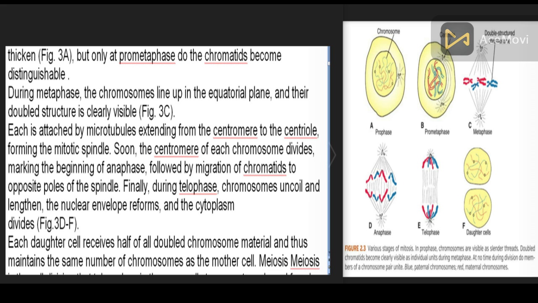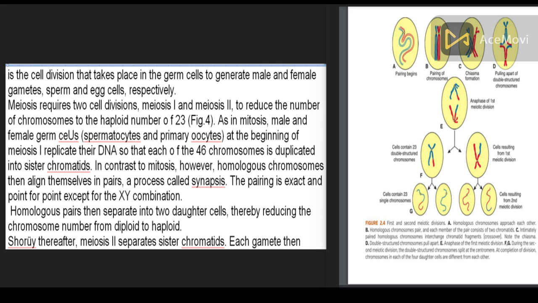Soon, the centromere of each chromosome divides, marking the beginning of anaphase, followed by migration of chromatids to opposite poles of the spindle. Finally, during telophase, chromosomes uncoil and lengthen, the nuclear envelope reforms, and the cytoplasm divides, Fig. 3d-f. Each daughter cell receives half of all doubled chromosome material and thus maintains the same number of chromosomes as the mother cell. Meiosis.